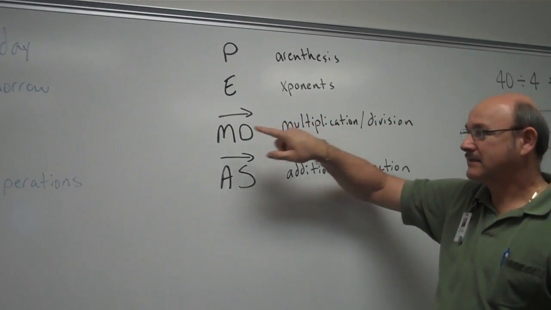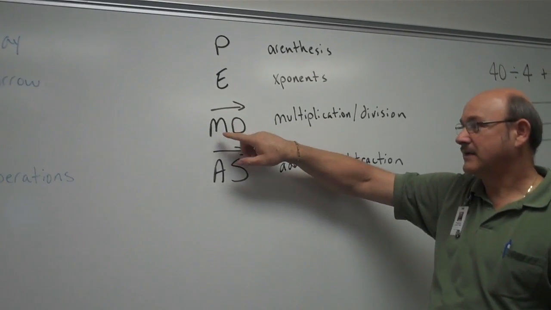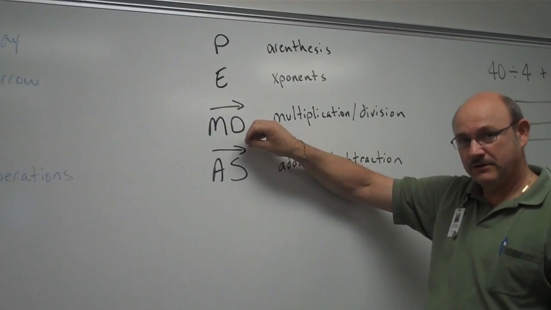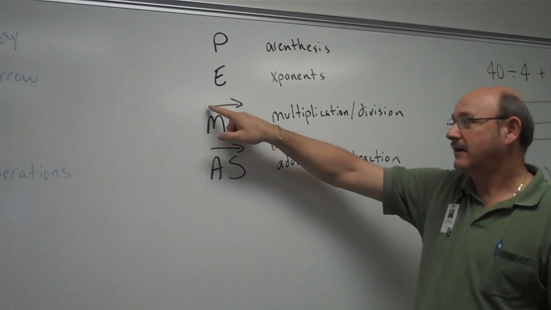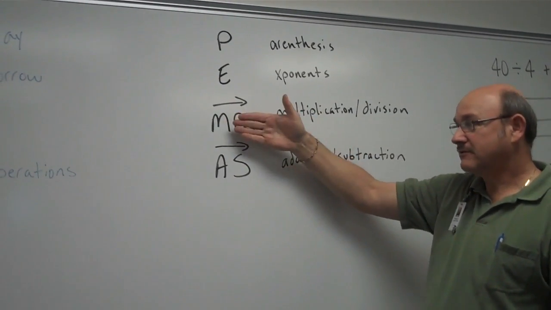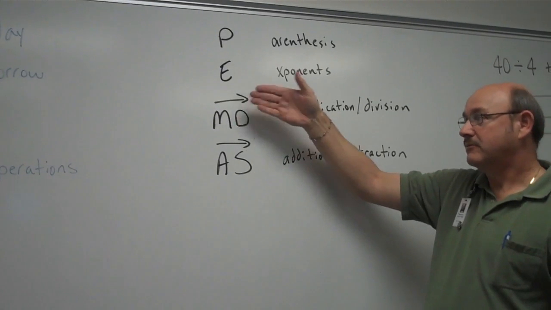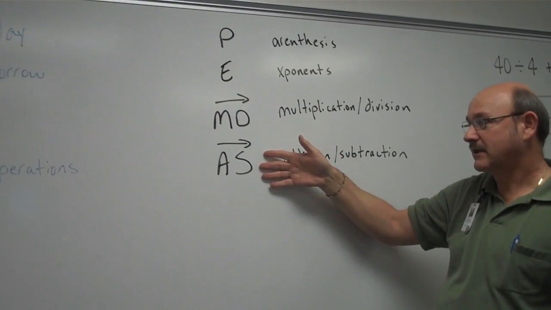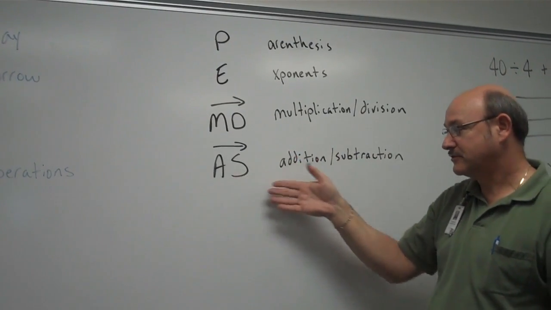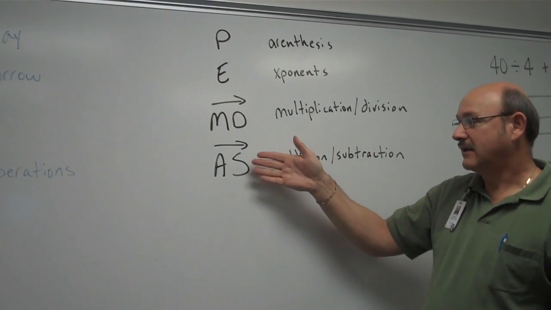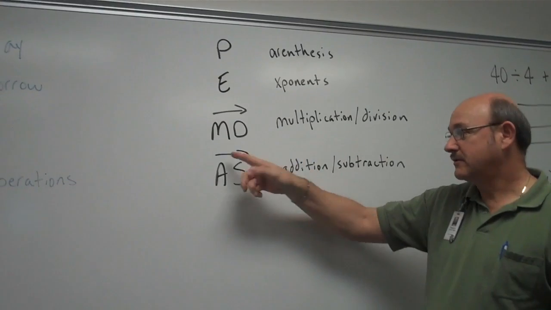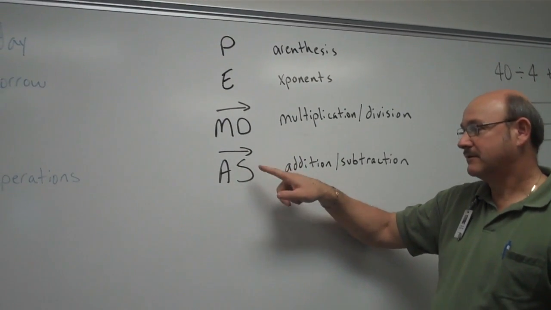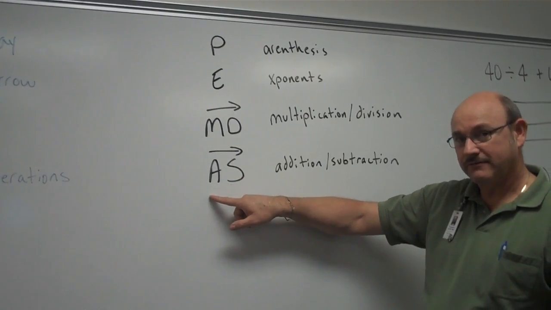We do not necessarily do multiplication first unless it comes first in the problem. If multiplication and division are both in the problem, then you work it left to right. If division's first, you do division first. If multiplication's first, you do multiplication first. Addition, subtraction is the same way. It'll be the last function that you do, but if they're both in the problem, you do it left to right. So if addition's first, you add first. But if subtraction is first, you subtract first.